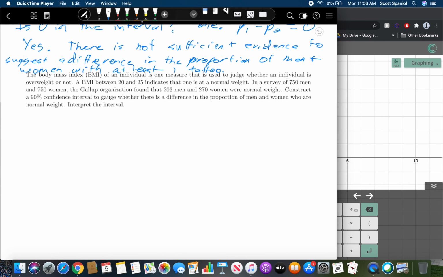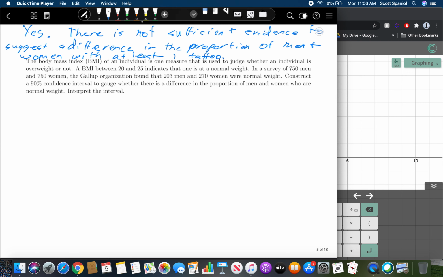So at this point, why don't you guys pause the video and try doing the same idea for this second problem.